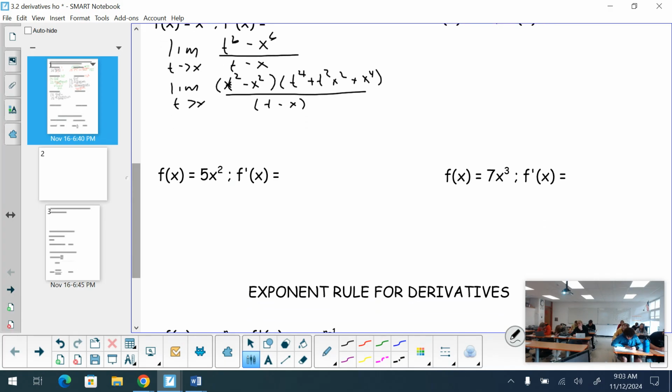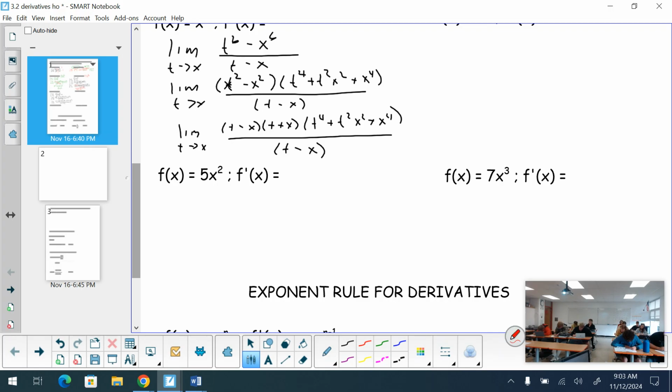One of each. Then I have my combo here. And then we can factor again. T minus x, t plus x. Then we have t to the 4th plus t squared x squared plus x to the 4th. And that's over t minus x. Once again, this will cancel out our t minus x's. We'll move them to Texas. And then we can put all our x's in for the t's.